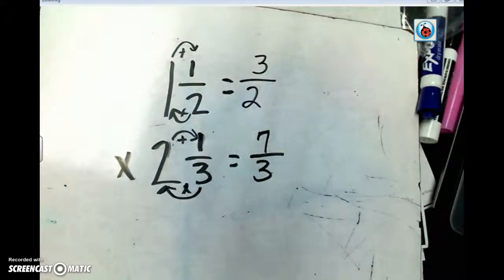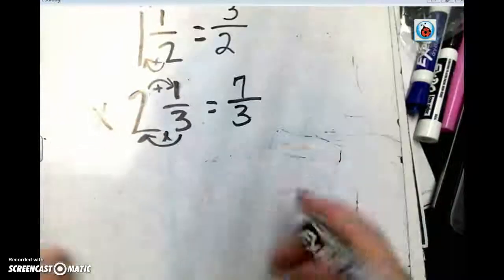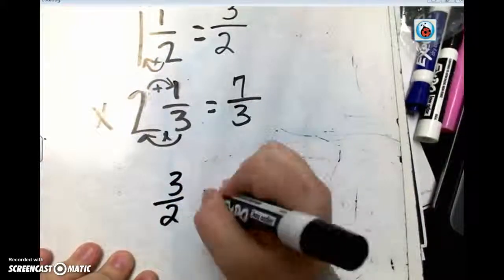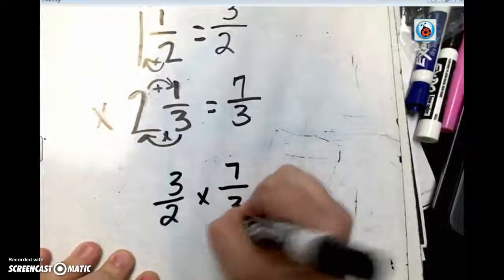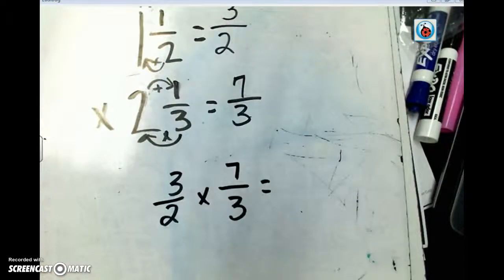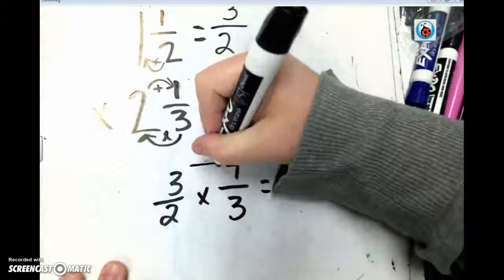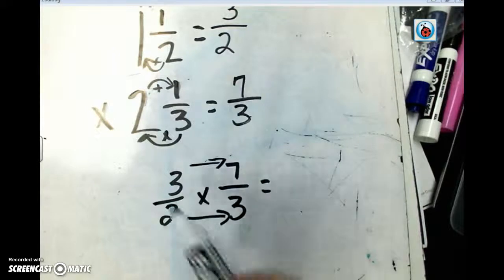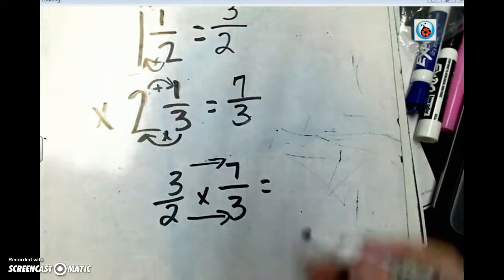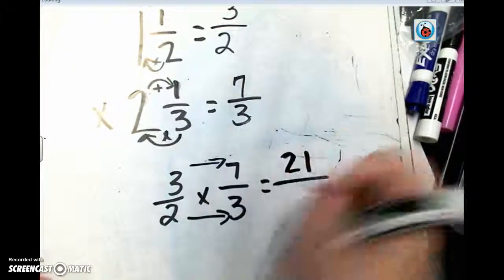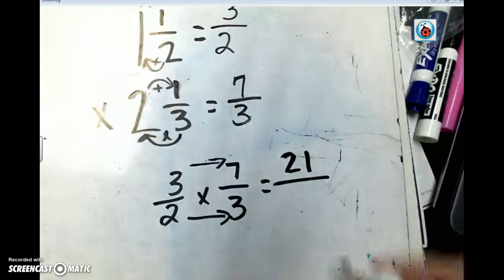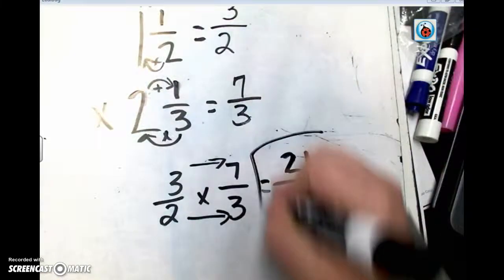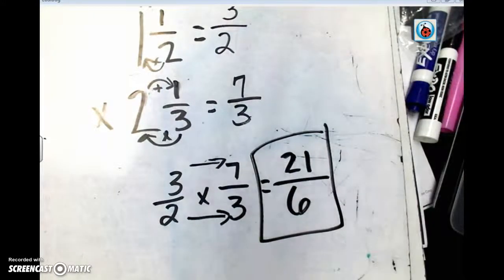Okay, we just did multiplying a fraction times a fraction, so I know how to multiply these. So I'm going to take 3 over 2 times 7 over 3. Even though these are improper fractions, I can still multiply using that same process where I multiply my numerator straight across and I multiply my denominator straight across. So 3 times 7 is? 2 times 3 is? 6.